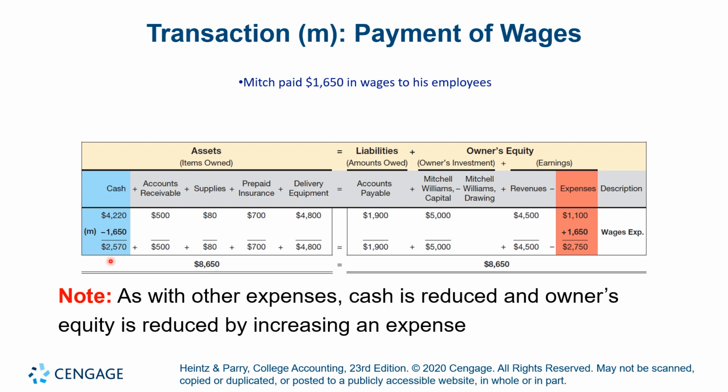So now I have $2,570 in cash. And then over here on the owner's equity side, my expense of wages increases by $1,650. So my expenses now total $2,750.